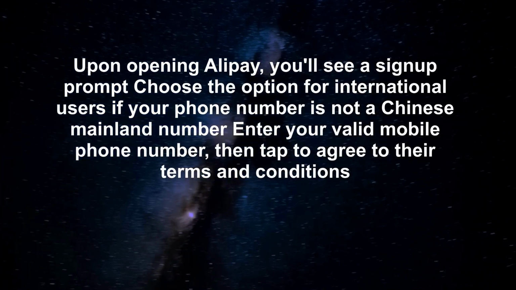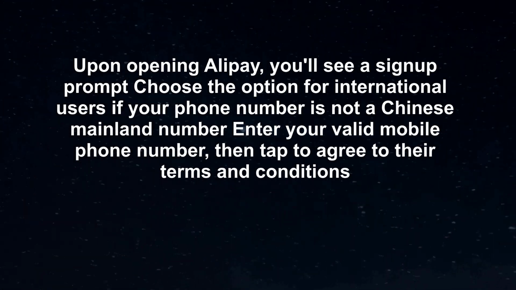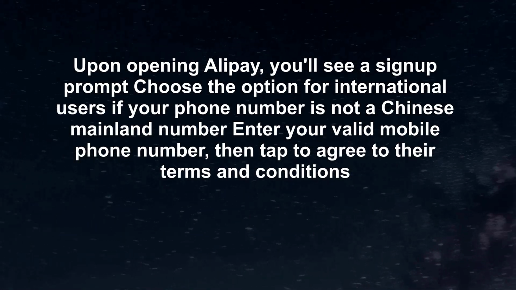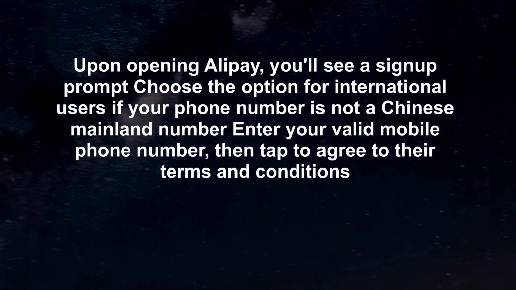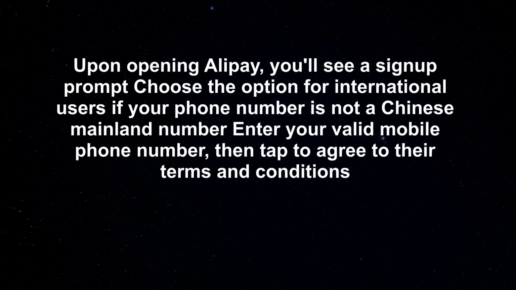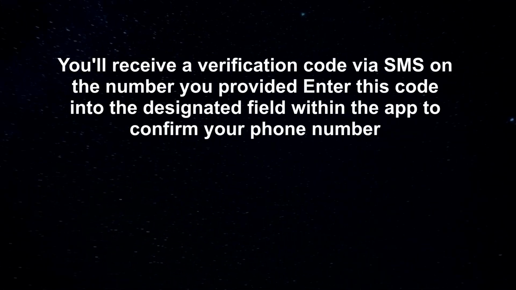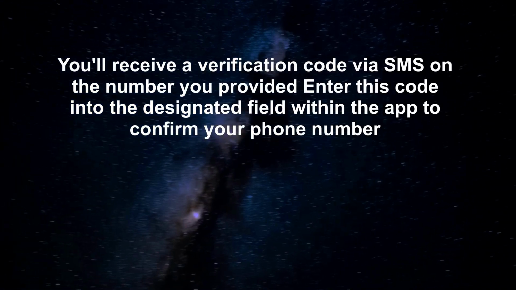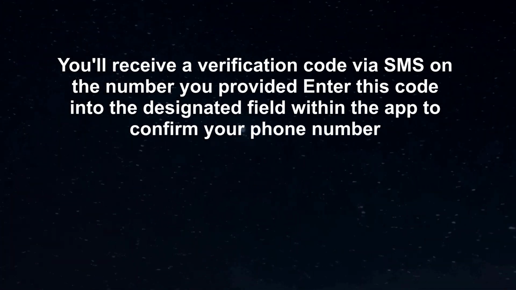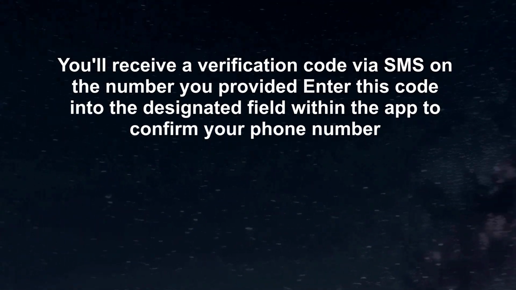Upon opening Alipay, you'll see a sign-up prompt. Choose the option for international users. If your phone number is not a Chinese mainland number, enter your valid mobile phone number, then tap to agree to their terms and conditions. You'll receive a verification code via SMS on the number you provided. Enter this code into the designated field within the app to confirm your phone number.